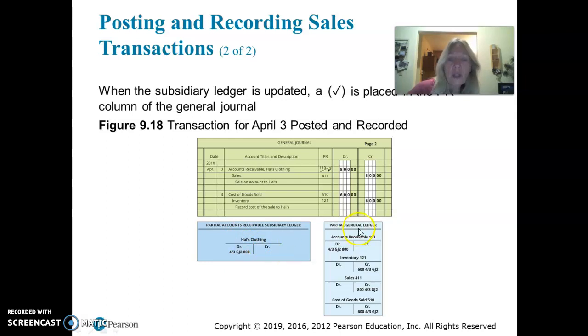Okay, so then the others would be posted to the general ledger, just like you can see here. So your inventory is going to be credited, your sales is credited, and your cost of goods sold. Actually, I think that's a mistake. I think your cost of goods sold should be a debit. That's a typo.